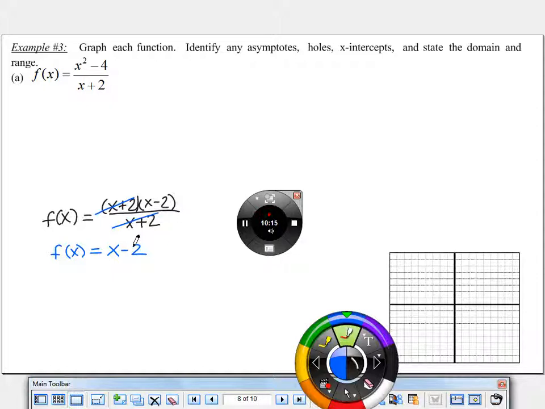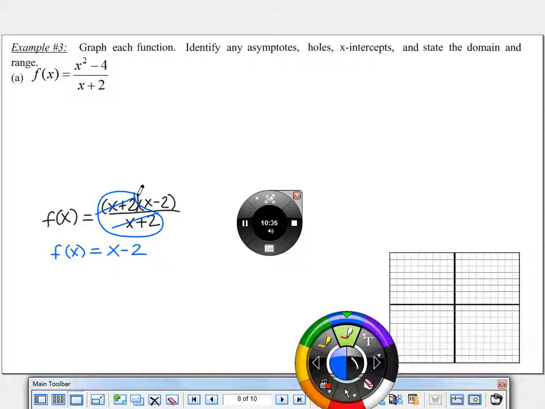If you plug -2 in the very original equation, do you get -4? No. So here's what you're allowed to do. You're allowed to simplify it and graph this one instead. But there will exist a hole, okay? The hole is going to exist because these factors canceled out and because of the thing that we just talked about.